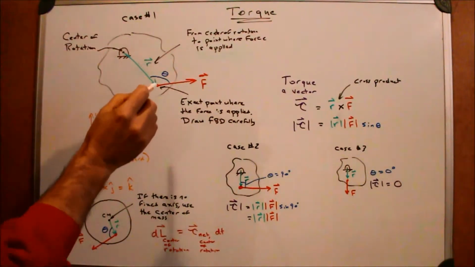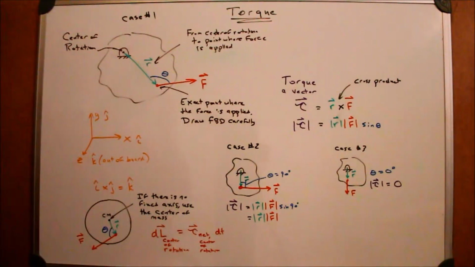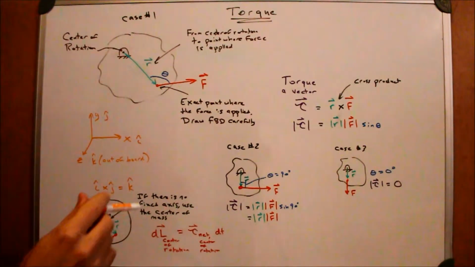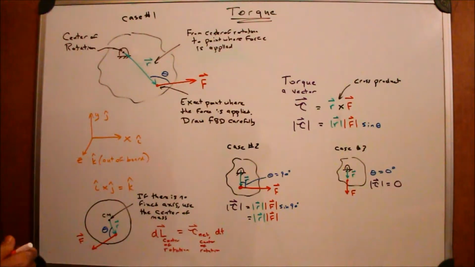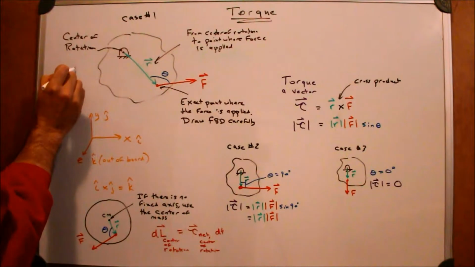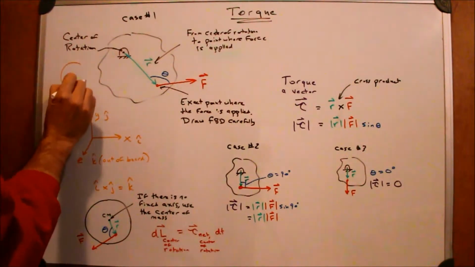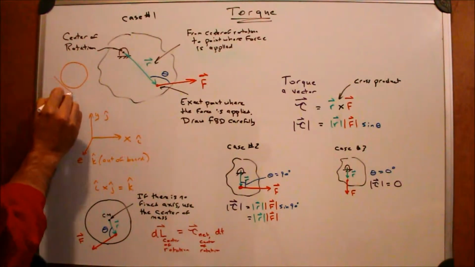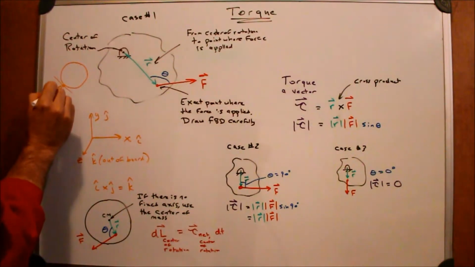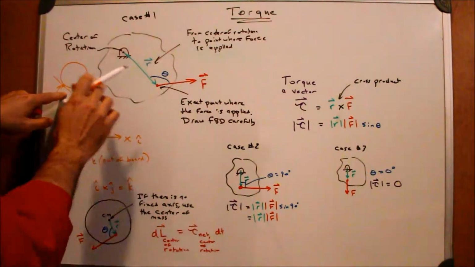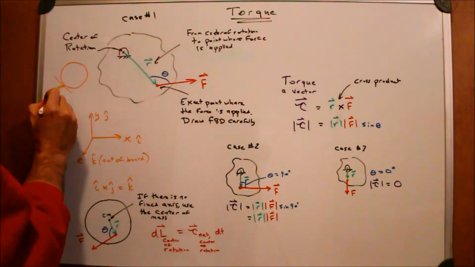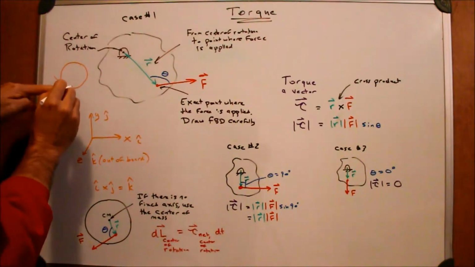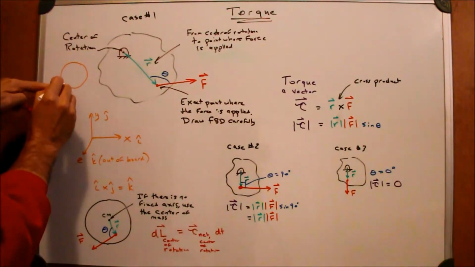It's also very important for torque, when you draw your free body diagram, to put exactly where the force is acting. So if you have something rolling down the slope, and there's a normal force here, you want to draw that normal force exactly where it is in the free body diagram. And if there's friction or something, you don't want to put it in the center. You want to put it exactly where it acts.